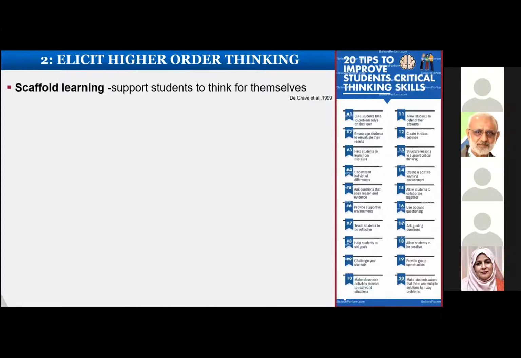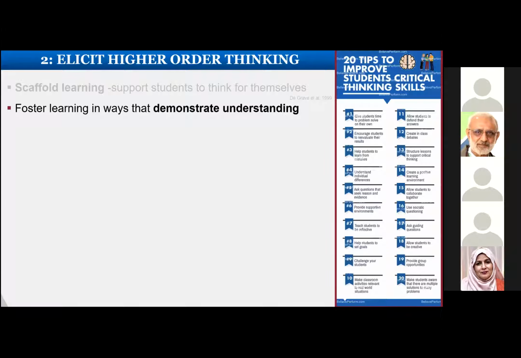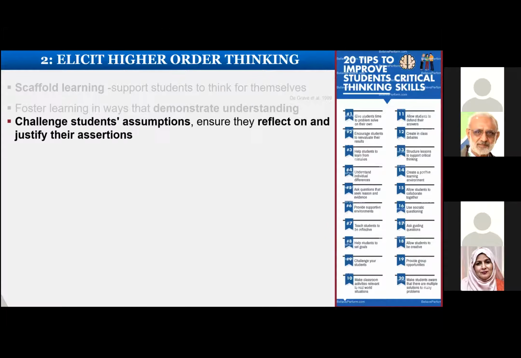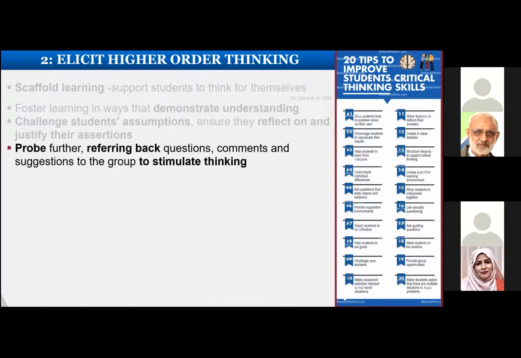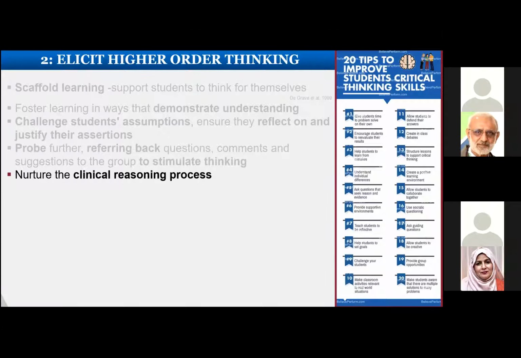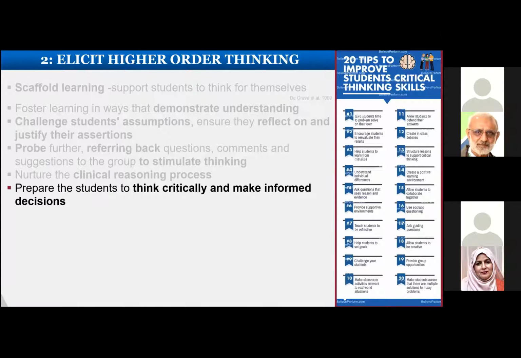Elicit higher order thinking. Scaffold learning for the initial few weeks of the students when they are new. Foster learning in ways that demonstrate understanding, not merely the recall of knowledge. They should be able to demonstrate the understanding of the content they have learned. Challenge the students on assumptions, and ensure that they reflect on and justify their assertions. Probe further, referring back the questions, comments, and suggestions to stimulate thinking. Nurture the clinical reasoning process. Prepare the student to think critically and make informed decisions.